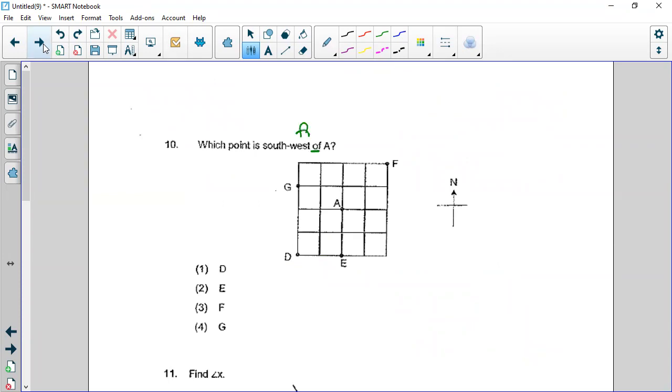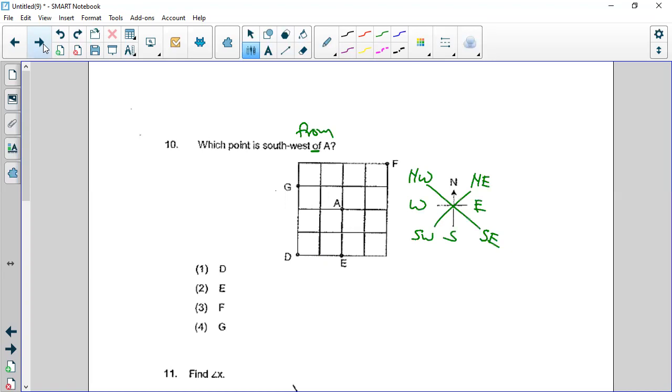Of is from. Okay, so you start from A and then you go southwest. Okay, but before you can do that, you need to put down the 8-point compass. Because if you didn't, then you're going to have a mistake. So you have your northeast, southeast, southwest, and your northwest, so that you don't do it mentally. If you do it mentally, you will make mistakes.